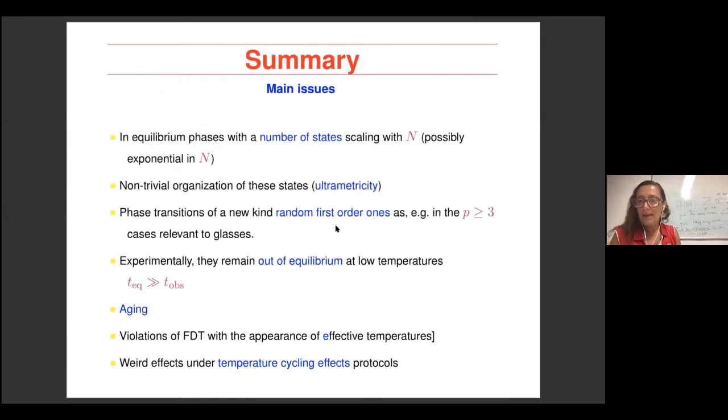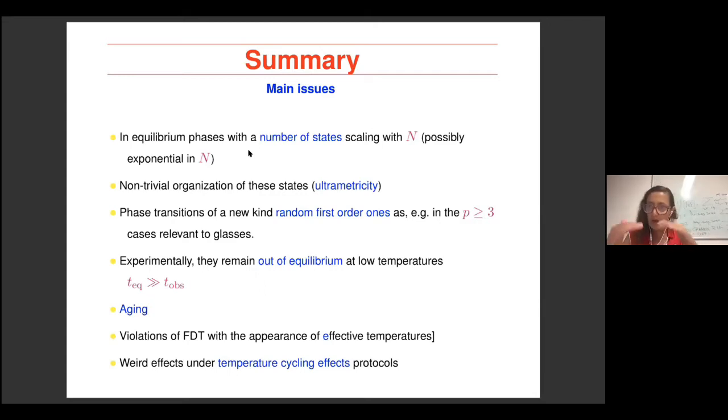Okay, I'm going to summarize what I wanted to tell you about disordered systems, and then have some discussion after this part. So what did I say? The first thing I said is that in equilibrium phases, at low temperature in these problems, there is a large number of metastable states, even equilibrium states, that scales with the number of degrees of freedom in the problem, and possibly it's a number which is exponential in N.